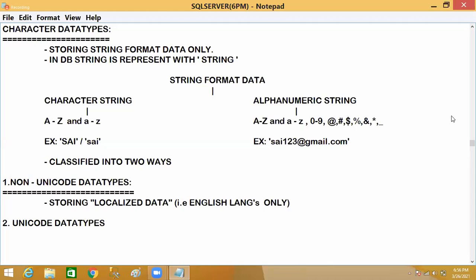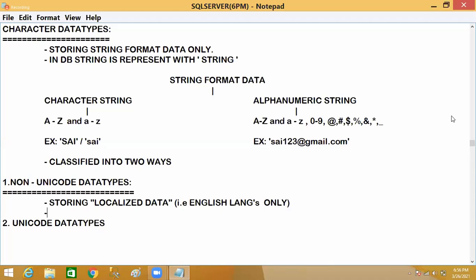Yes or no? So what is a non-universal language? That means a local language of the world. What is it now? English. English is a local language of the world. So that will be represented by non-universal, and only that language data culture I can store. Other than that language, other languages we can't store.